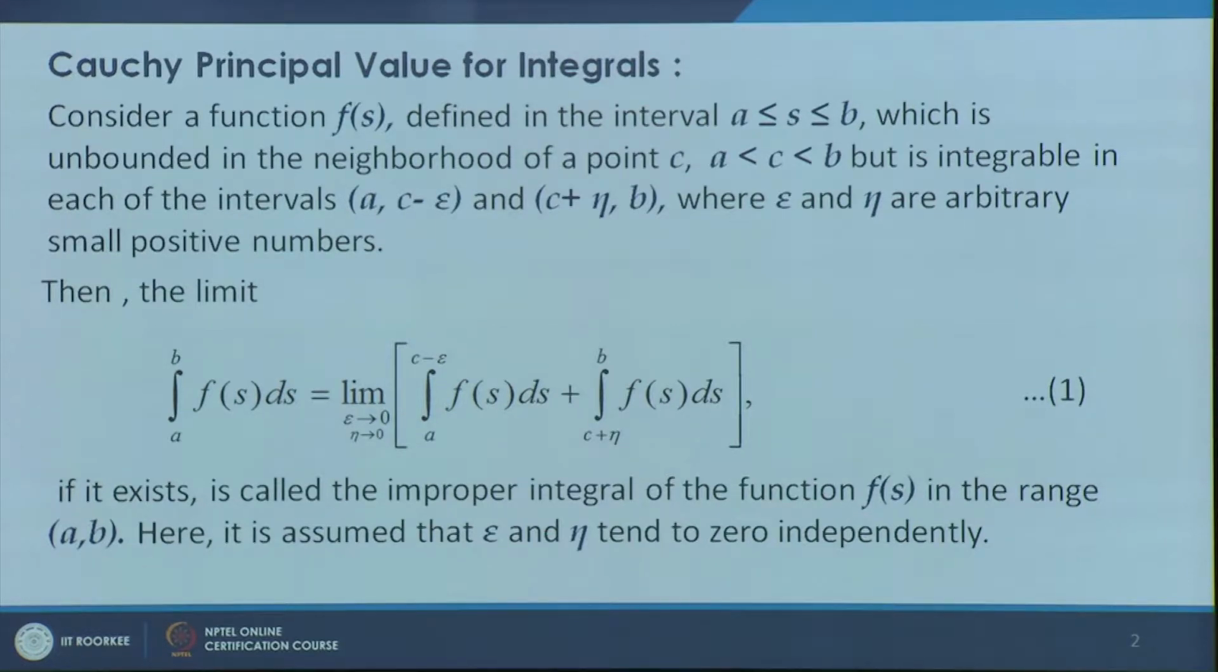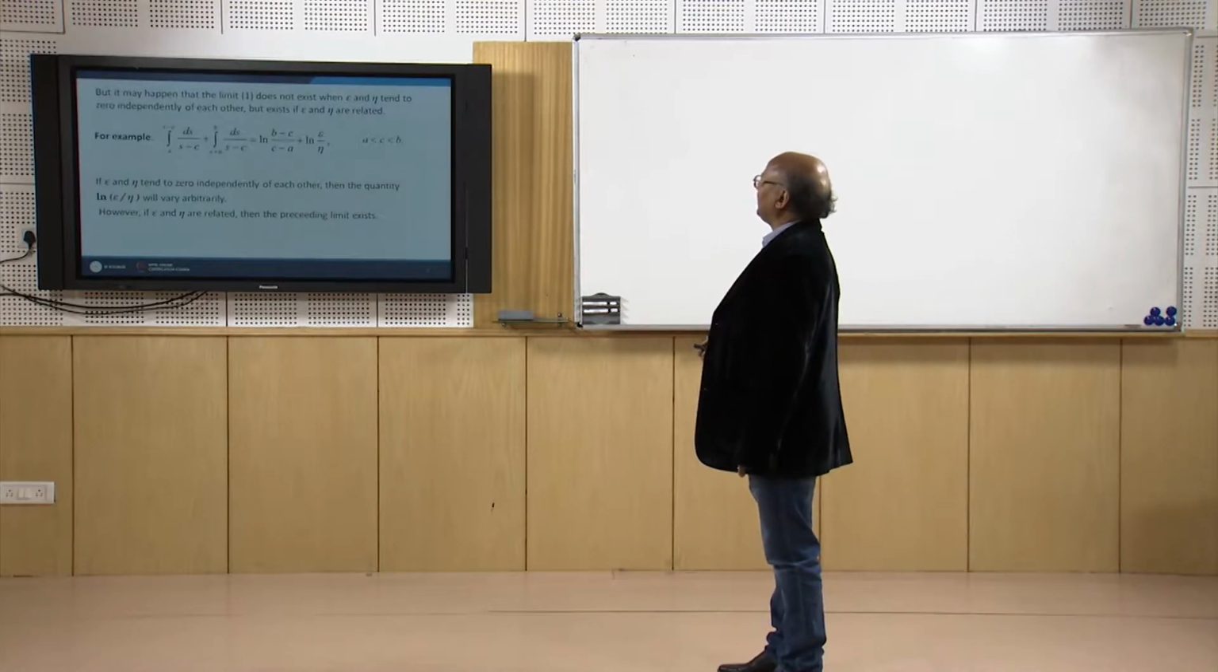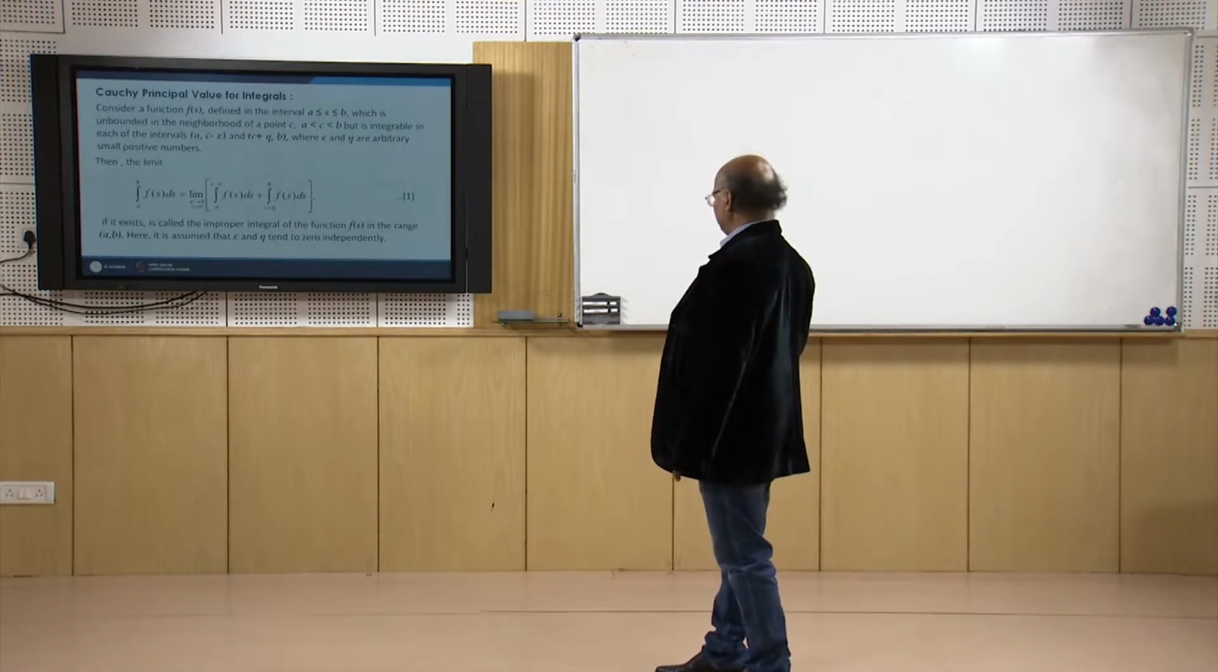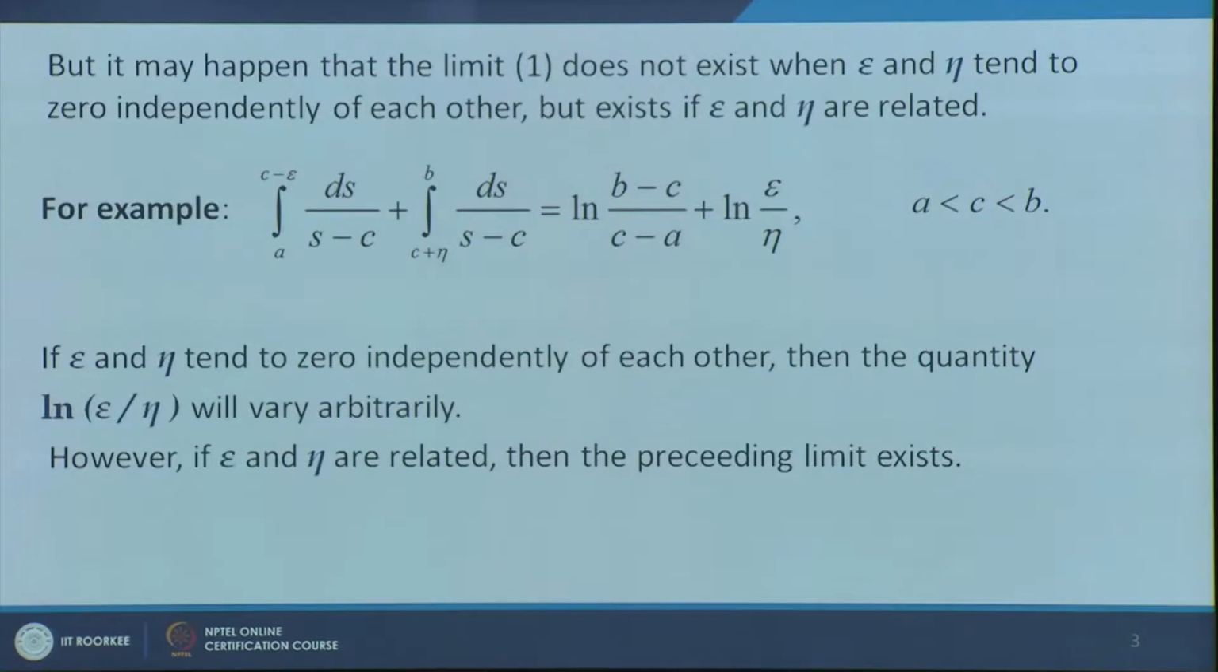Now here epsilon and eta tend to 0 independent of each other. It may happen that the limit here may not exist. So if the limit does not exist when epsilon and eta tend to 0 independently of each other, and exists if epsilon and eta are related, for example, suppose we take the function f(s) equal to 1 over s minus c, where the real number c lies between a and b, then the function f(s) equal to 1 over s minus c will become unbounded in a neighborhood of c.